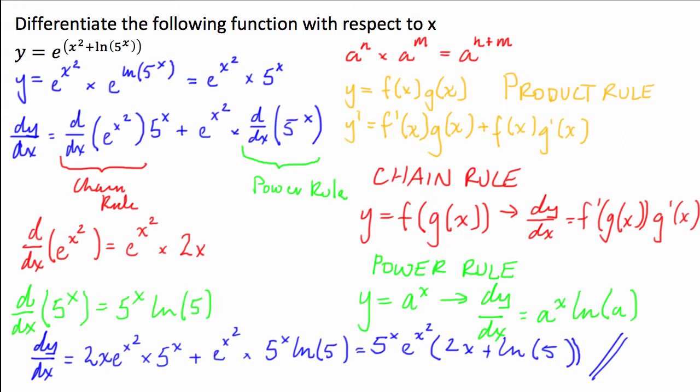So let's just quickly go through what we did. First of all, I used an index law, basically the first index law that we ever learned, to separate the power, so it makes it easier to differentiate. What I then did is I realized that my function was in fact two smaller functions that are multiplied together. After I figured that out, I realized that I had to use the product rule first to go about doing my overall differentiation, and then I applied the chain rule to this first part and the power rule to the second part to get our final derivative. And that came out with 5 to the power of x, e to the power of x squared, in brackets 2x plus ln of 5.